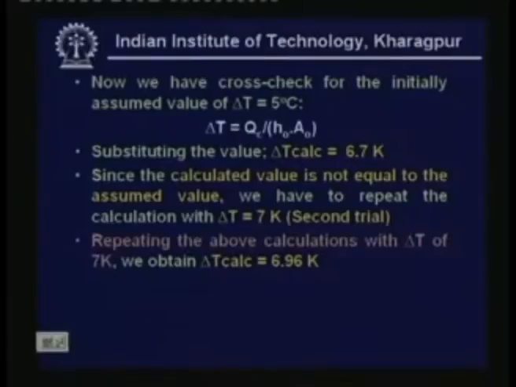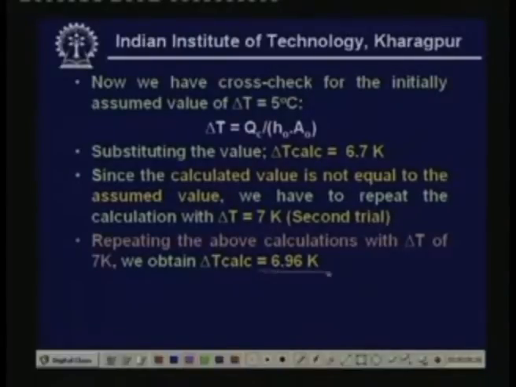Once you find the H naught, you find the overall heat transfer coefficient. Once you find the overall heat transfer coefficient, you find the area, and from the area again you find what delta T calculated is, and you compare delta T calculated with the guess value. So this process has to be repeated till you get converged values. If you repeat the calculation with the 7 Kelvin guess value, you find that the delta T calculated will be 6.96 Kelvin now. So this is almost equal to 7 Kelvin.